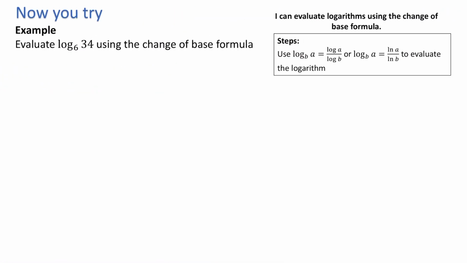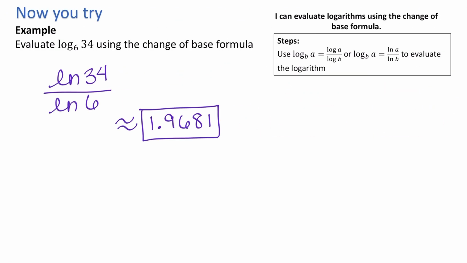So now you can pause the video and try this example on your own. If we're doing the log base 6 of 34, I chose to do the natural log on this one. But like I said, you can do common log if you prefer. So I did ln 34 and then hit enter. Then do divided by ln 6 and then hit enter. And that gives me approximately 1.9681.